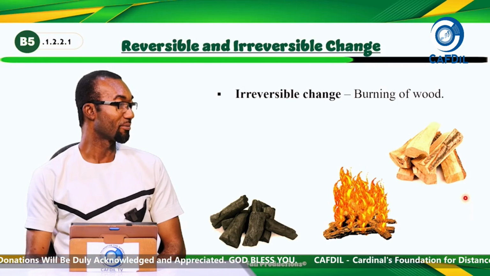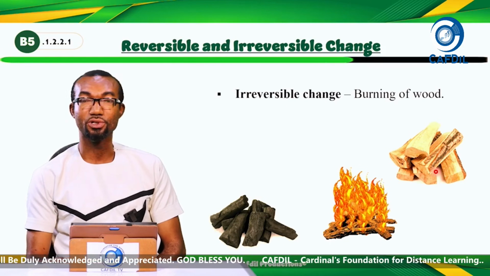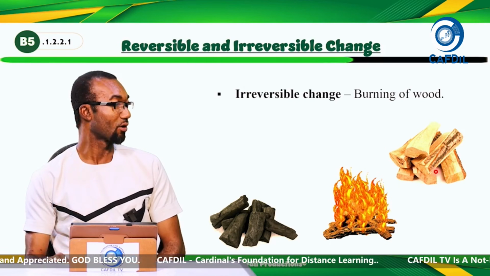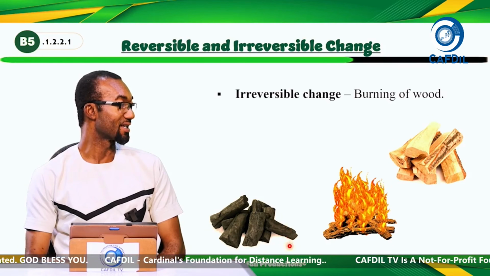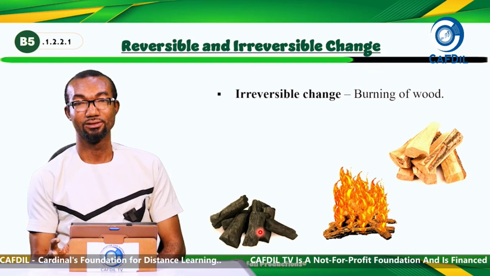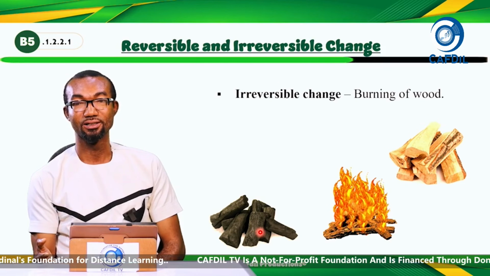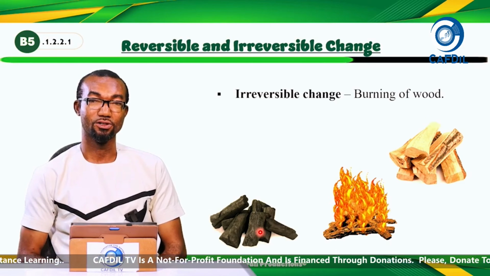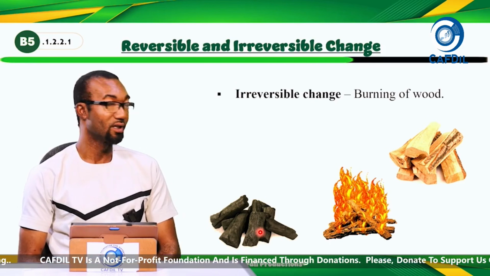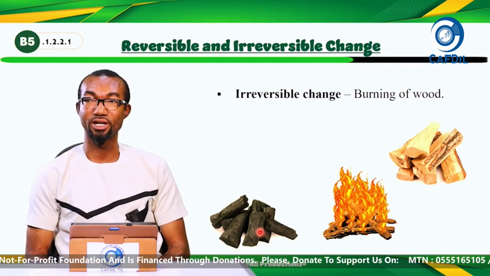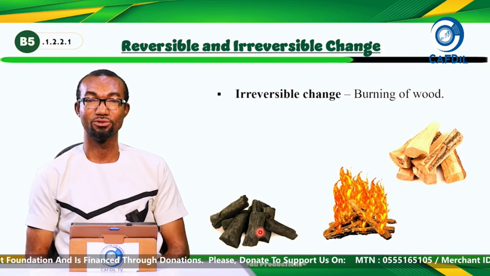In the property of materials, we said that wood is hard and strong, so we use it to make certain objects. But immediately it is burnt, it loses its hardness and it breaks into pieces. So we cannot change it back to the wood again. So burning of wood becomes an irreversible change.